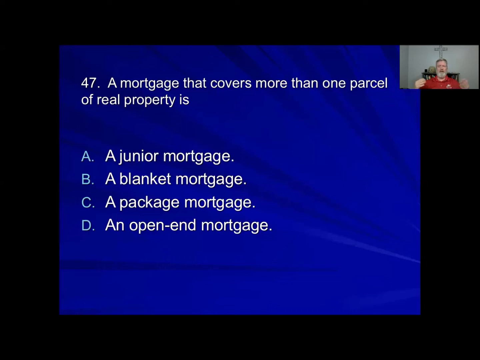But if maybe in the future I take out a second loan, a home equity loan or something of that nature, then that's what we call a junior mortgage. It would be second or lower in priority than the primary loan. Okay. B is a blanket mortgage, and I will tell you that's the right answer.